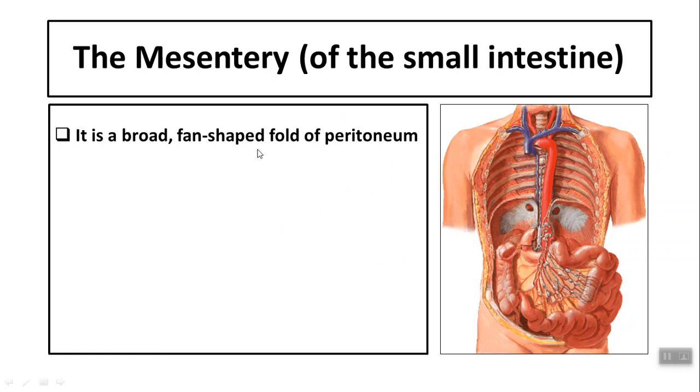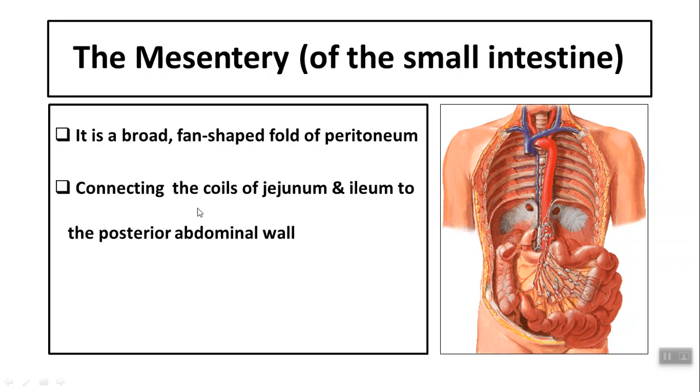The mesentery of the small intestine. This is the small intestine, coils of small intestine. It is attached to the posterior abdominal wall by this mesentery, which is a broad, fan-shaped fold of peritoneum, connecting the coils of the jejunum and ileum to the posterior abdominal wall. It forms a natural peritoneal barrier.